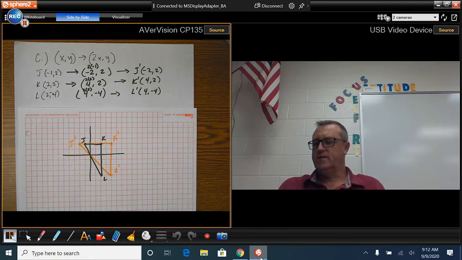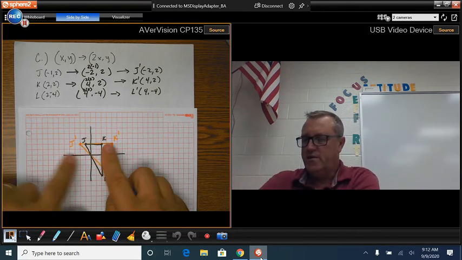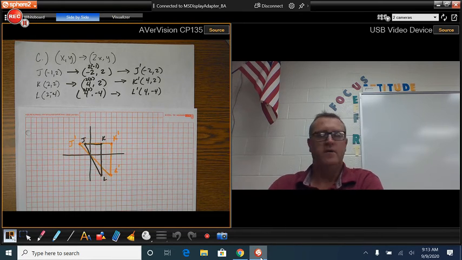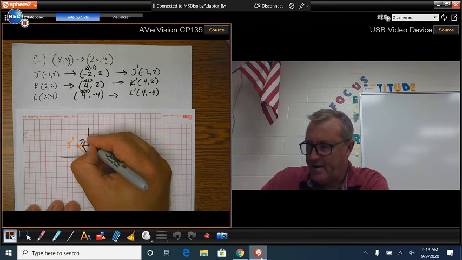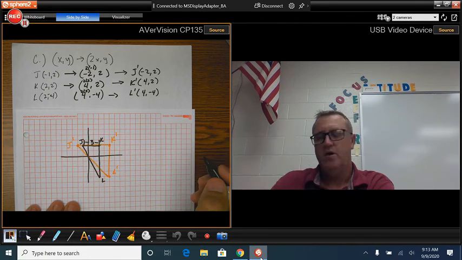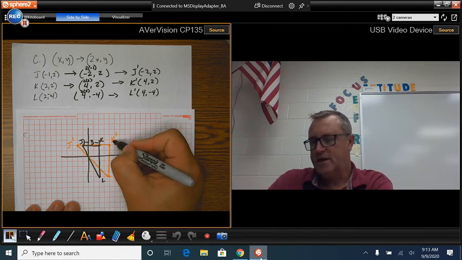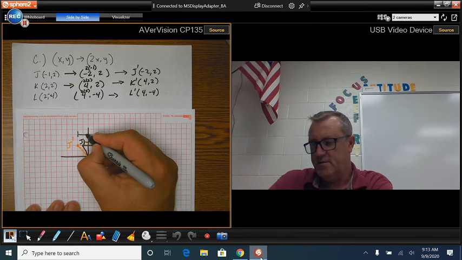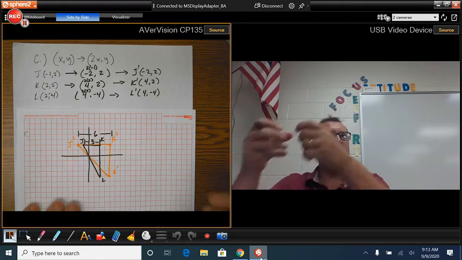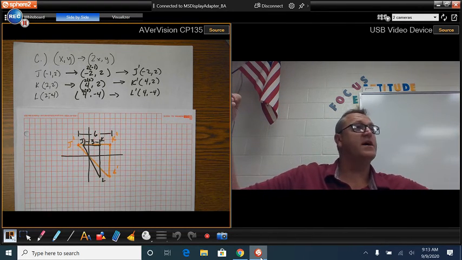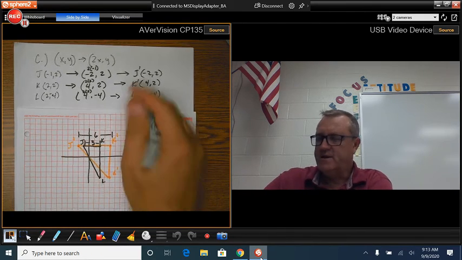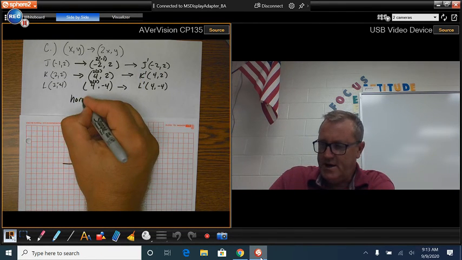If I look at this picture, JK is only 3 units across. But if I go from J prime to K prime, how far is it across there? 6 units. Do you see how that stretches out? And that's a horizontal stretch. So in your book, you would say that this is a horizontal stretch.